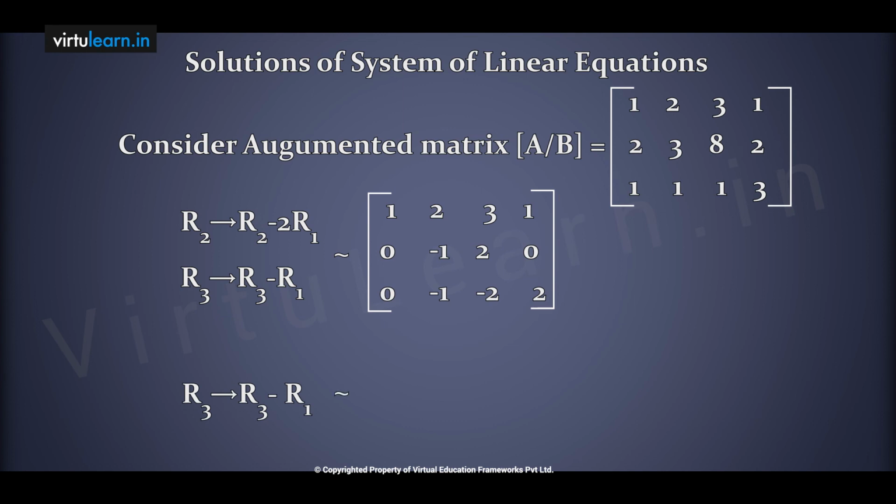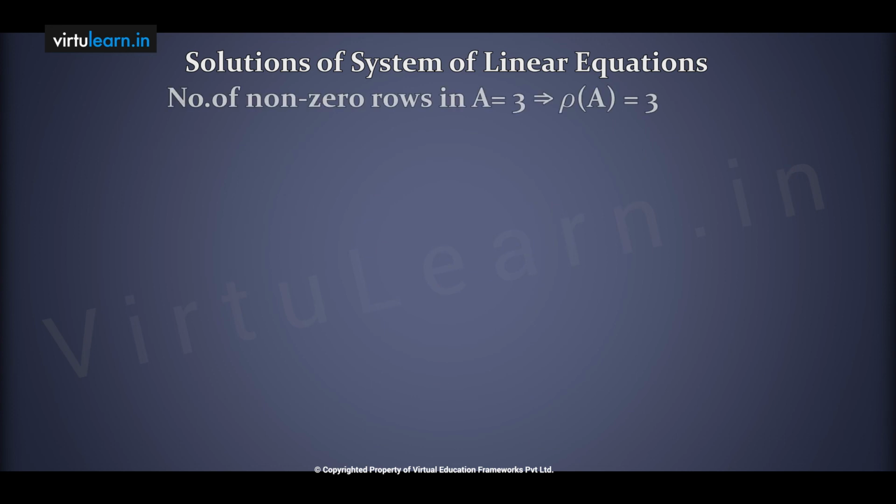Then the first two rows are the same: 1 2 3 1. Second row: 0 -1 2 0. Third row: R3 - R2 gives 0, -1 - (-1) = 0, -2 - 2 = -4, 2 - 0 = 2. Now this is in echelon form. The number of non-zero rows is 3. Therefore, rank of [A|B] equals 3.